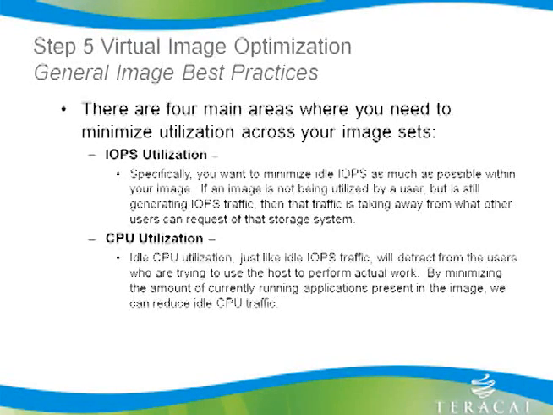Now, there are 4 main areas where we're going to need to minimize utilization across the image sets in order to be the most effective within our image. Now, the first question I usually get in regards to this type of methodology is why? Why do I need to do this? I should be able to just take my physical image that I have right now, convert it from P to V, and then just have that be hosted through my systems. And that's a VDI implementation. I'm trying to decrease the amount of images that I have across my infrastructure. I am not looking to increase the amount of images. So why am I going about doing this?